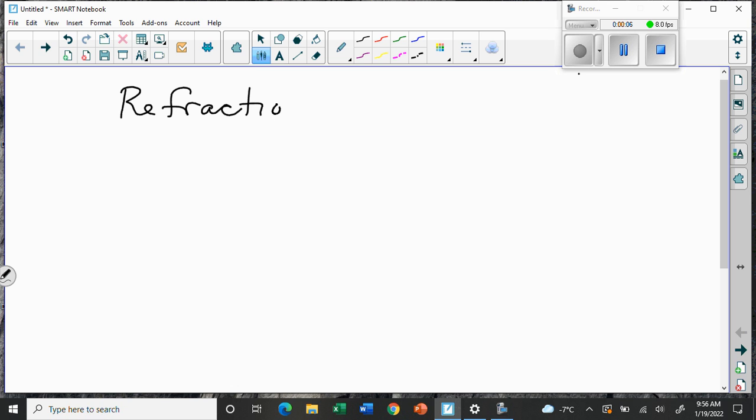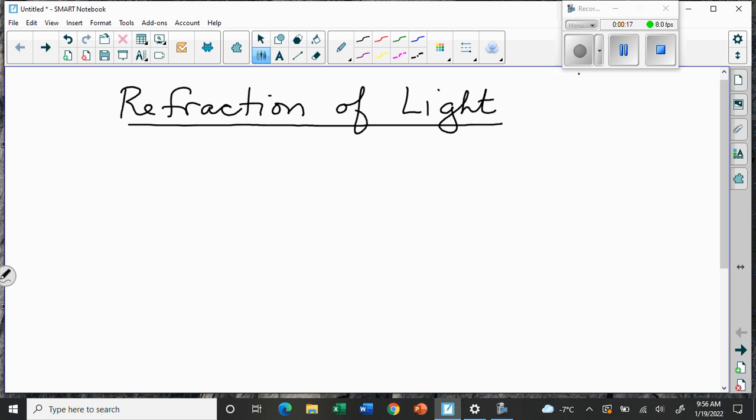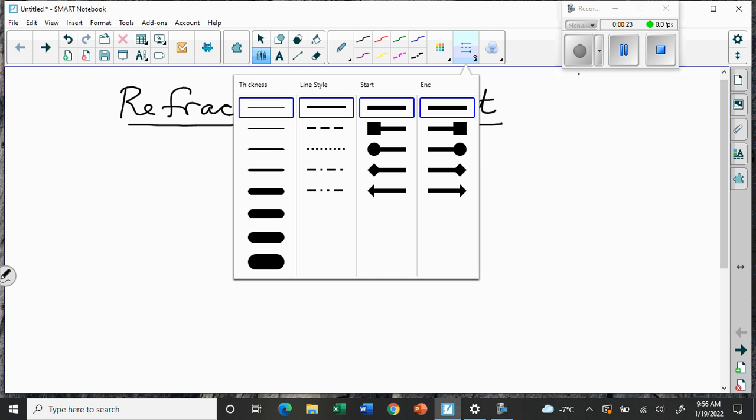Refraction of light. Not reflection, but refraction. Slightly different. Refraction refers to the bending of the path of light. Okay, so we're going to start with a picture that we drew before.